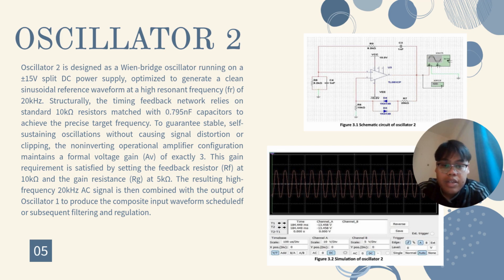Structurally, the timing feedback network relies on a standard 10 kilo-ohm resistor matched with a 0.795 nF capacitor to achieve the precise target frequency. To guarantee stable, self-sustaining oscillation without causing signal distortion or clipping, the non-inverting operational amplifier configuration maintains a nominal voltage gain of exactly 3. This gain requirement is satisfied by setting the feedback resistor at 10 kilo-ohm and the gain resistor at 5 kilo-ohm. The resulting high-frequency 20 kHz AC signal is then combined with the output of oscillator 1 to produce the composite input waveform for subsequent filtering and regulation.